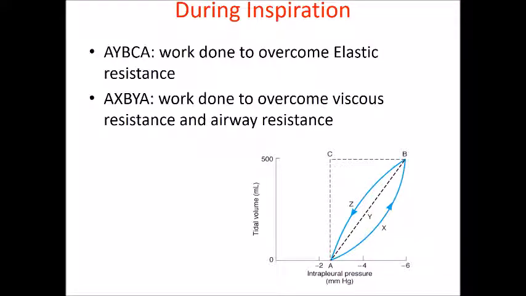Then focus on the area AXBYA. So it is reflecting the work done to overcome viscous resistance and airway resistance. So as we have discussed, elastic resistance is about 65% and the rest is viscous and airway resistance. So you can compare the areas. AYBCA is a very large area while AXBYA is a small area.